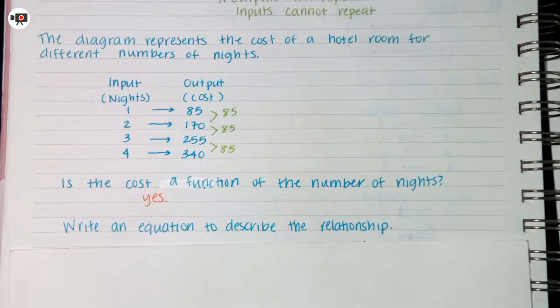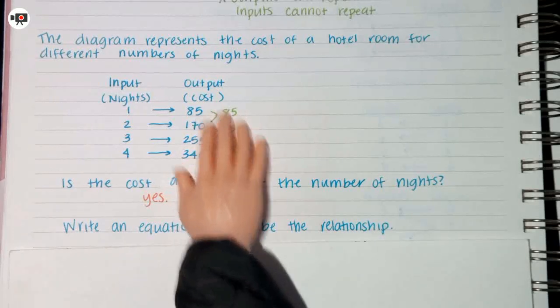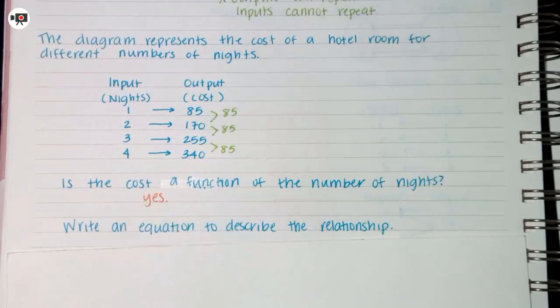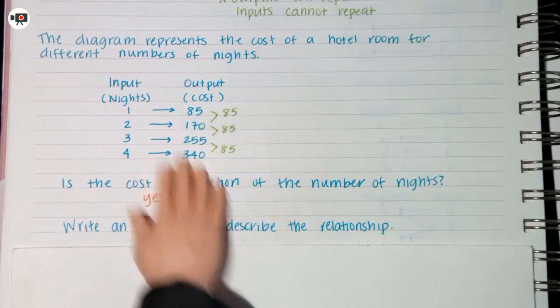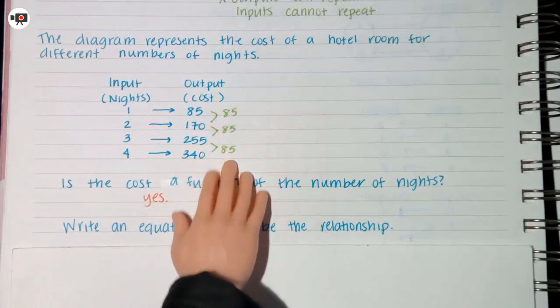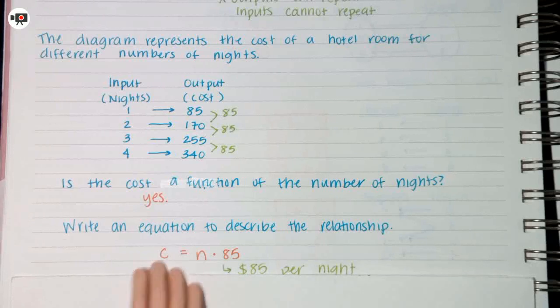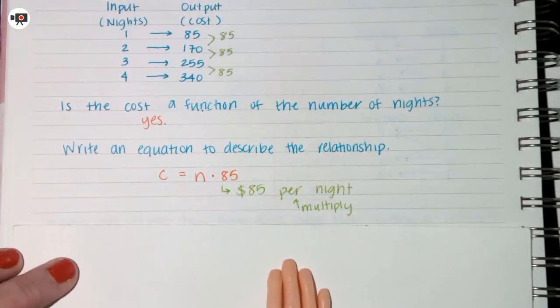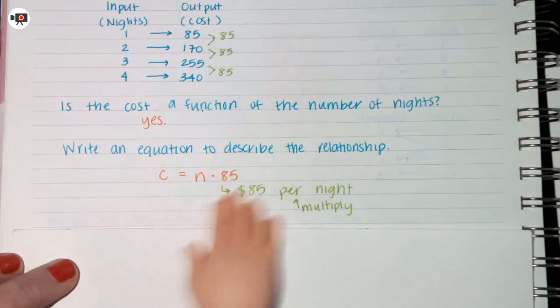Write an equation to describe the relationship. So I can check to see that each night increases by 85. So we would take the number of nights and multiply by its cost of 85. So the cost would be the number of nights times 85. And that would be the equation.